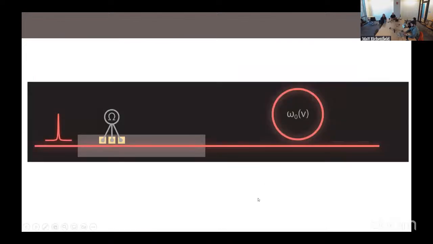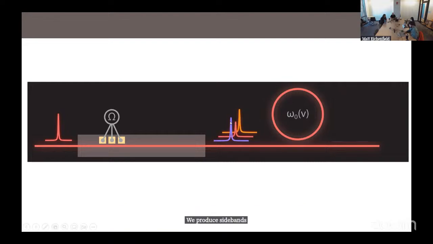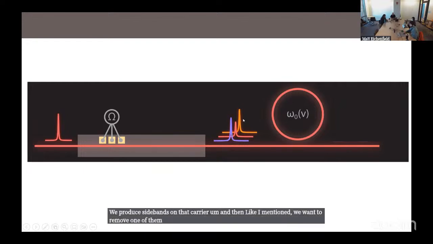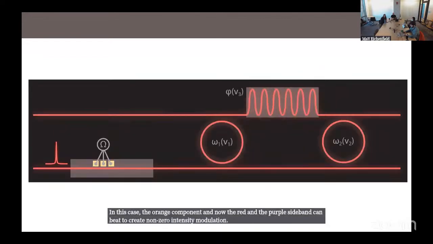So here is an example of a device that could create intensity modulation at the qubit transition frequency for Raman control. We first start with light coming in from the left here into one of our phase modulators I've discussed. We produce sidebands on that carrier. And then, like I mentioned, we want to remove one of them so that the intensity modulation no longer perfectly cancels with itself. So then we have a ring here that we would pass the light by to filter out one of these components, in this case the orange component, and now the red and the purple sideband can beat to create non-zero intensity modulation. So that's one scheme.